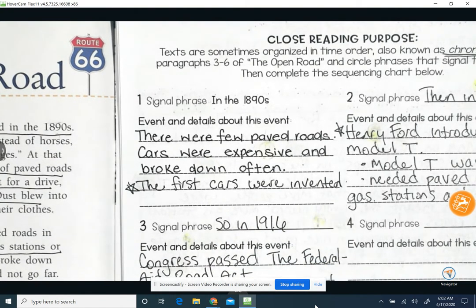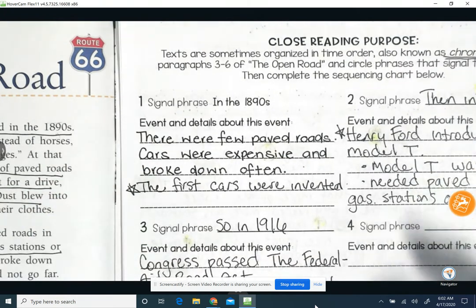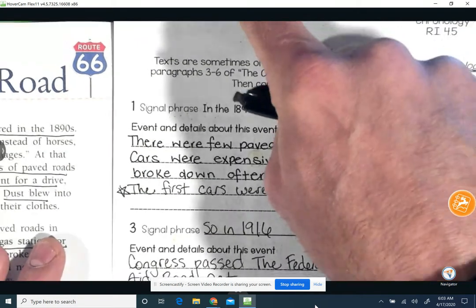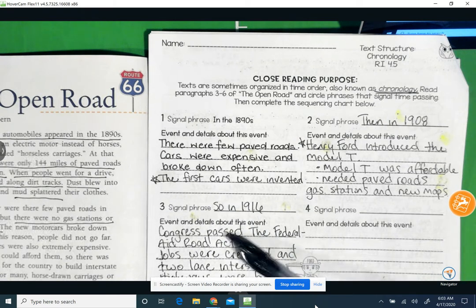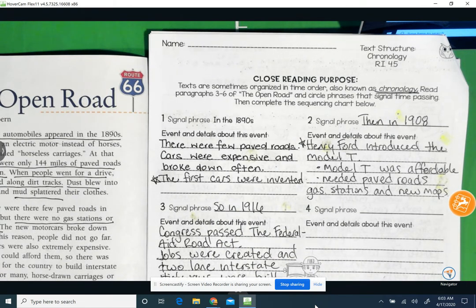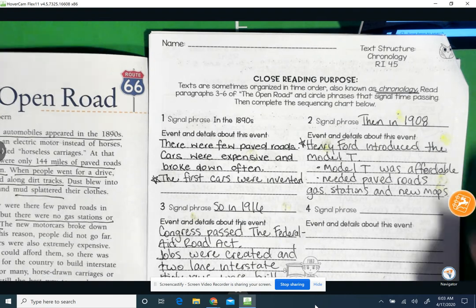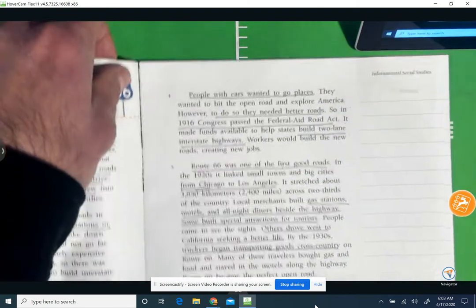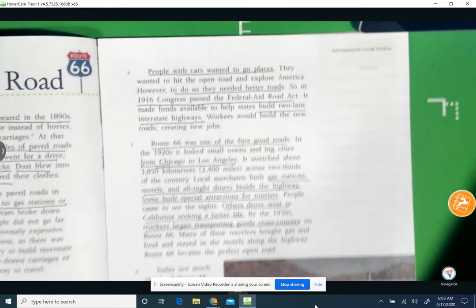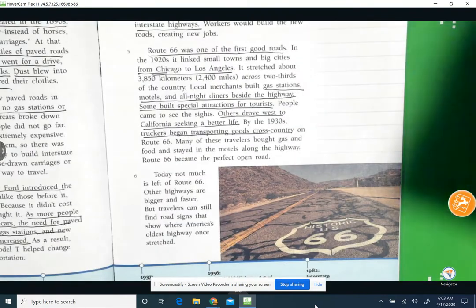Okay. So in a sense, using time order signal words is a great way to write a summary of a passage. Thinking about where those signal words are, the event, the actual event that happened, and the details surrounding that event. Okay, so now you have 2 paragraphs left. You have paragraph 5 and you have paragraph 6.